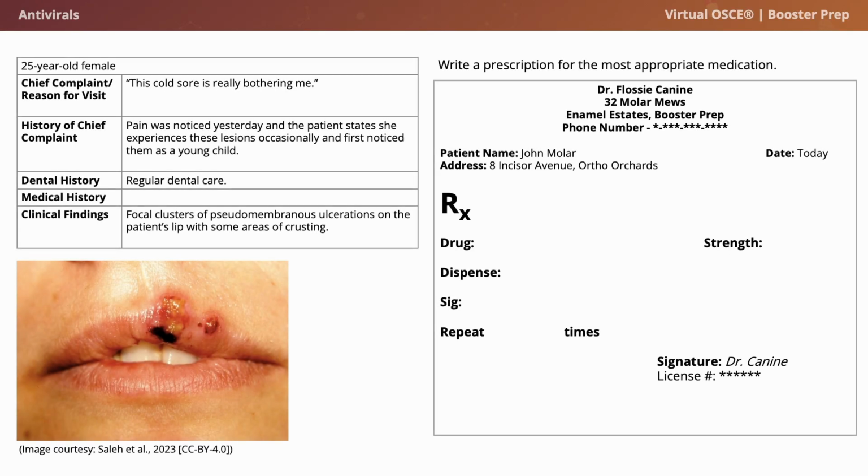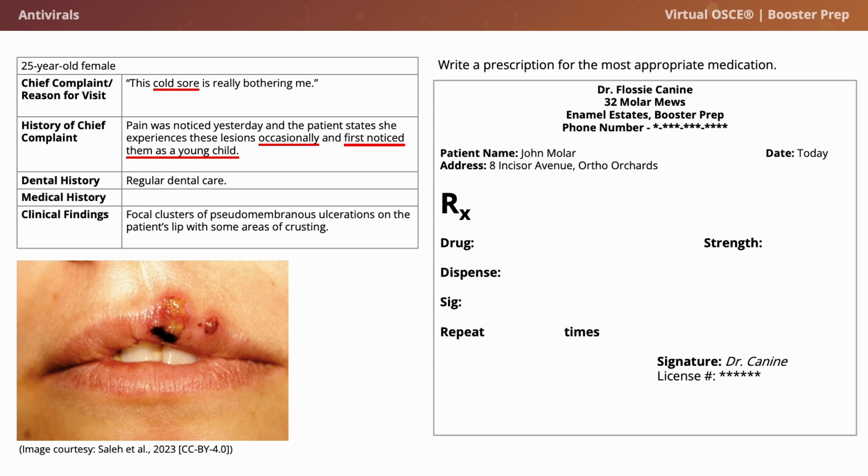Here we'll go over a sample case of when an antiviral might be prescribed. We have a 25-year-old female whose chief complaint is that she has a cold sore that's really bothering her. The history of the chief complaint is that she first noticed this yesterday, and the patient states that she's experiencing these lesions occasionally, so they do recur, and she first noticed them when she was a young child.